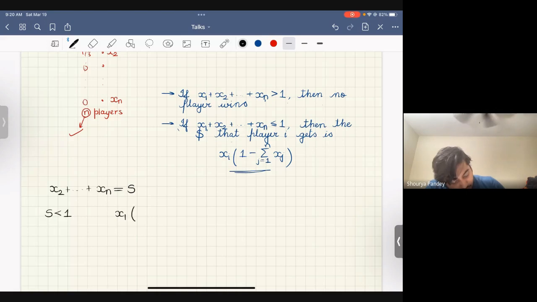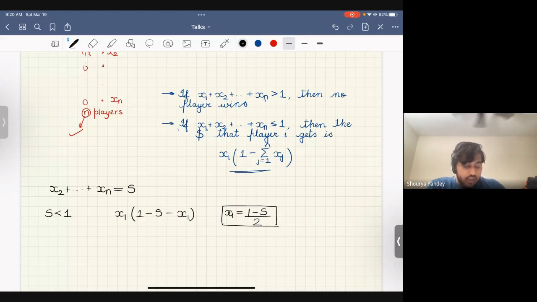We have x1 times (1 minus s minus x1), and we want to choose an x1 that maximizes this. And so what is the x1 that maximizes this? (1 minus s) by 2, right? This is the best x1 for a given x2 up to xn. Unfortunately, this depends on s, right?